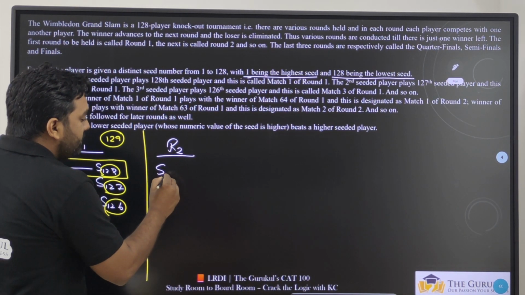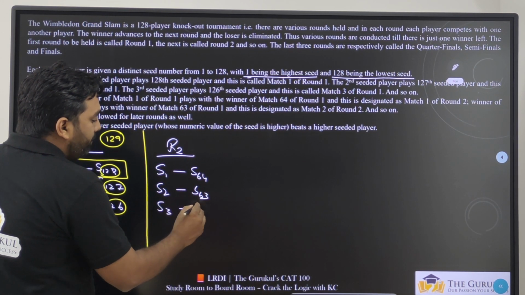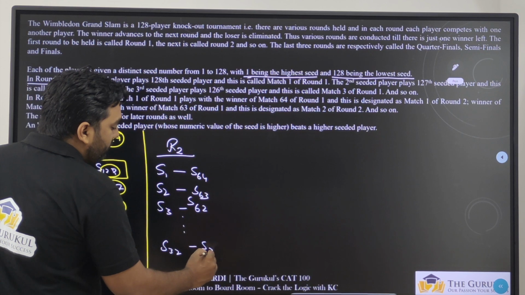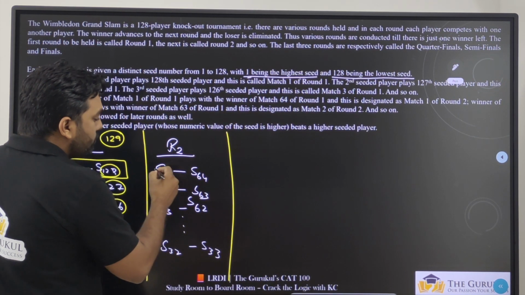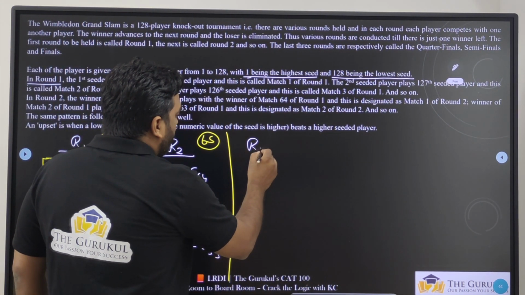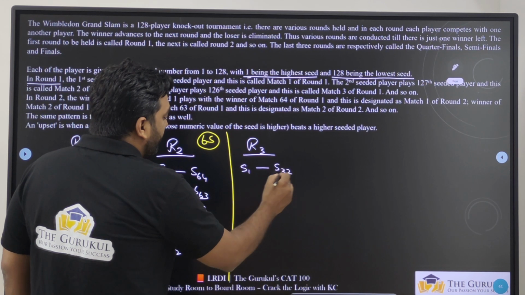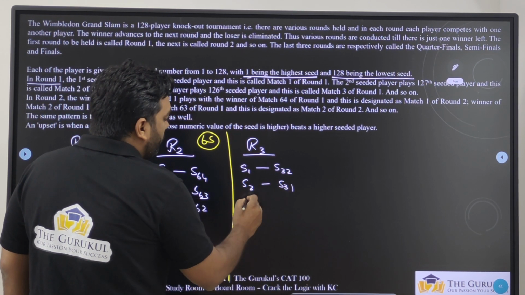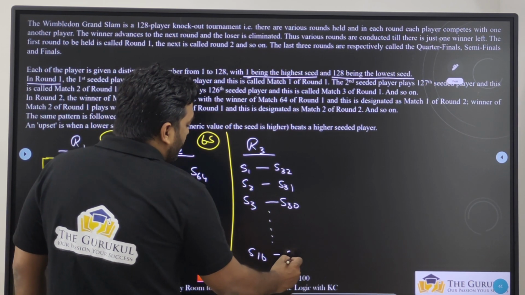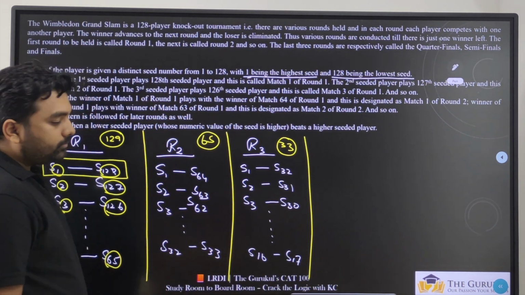Here, in round 2, seed 1 will play with seed 64, 2 will play with 63, 3 will play with 62 and so on, till seed 32 is playing with seed 33. So the sum here is equal to 65. Next, round 3: seed 1 will play with seed 32, seed 2 will play with seed 31, seed 3 will play with seed 30 and so on. Seed 16 will play with seed 17. Here the sum is equal to 33.